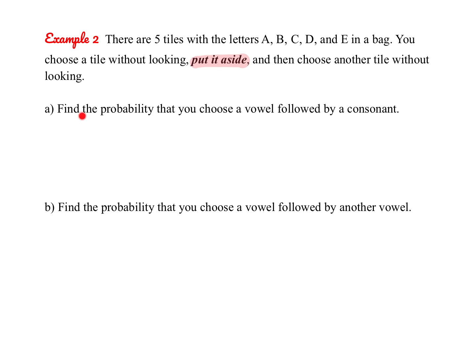First we want to find the probability that we chose a vowel followed by a consonant. All right, so let's call choosing a vowel event V, and let's call choosing a consonant event C. If we want to find the probability of the intersection of events V and C, we're going to do the probability of V times the probability of C given V. So let's see if we can find those individual probabilities.